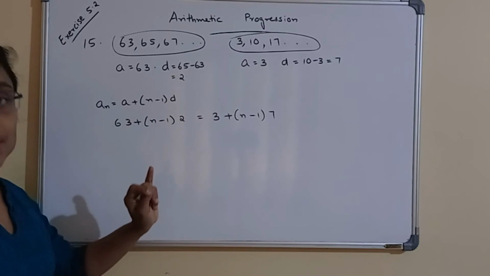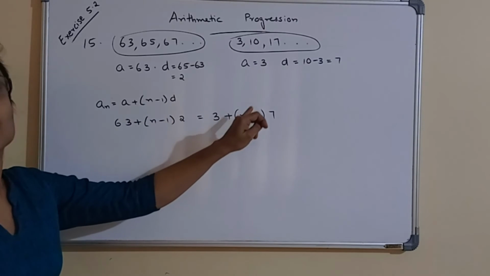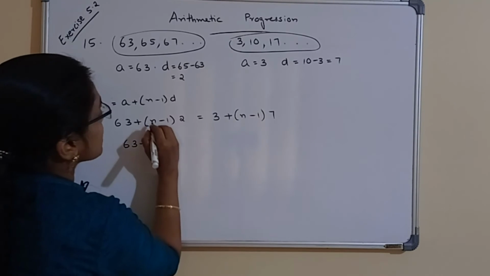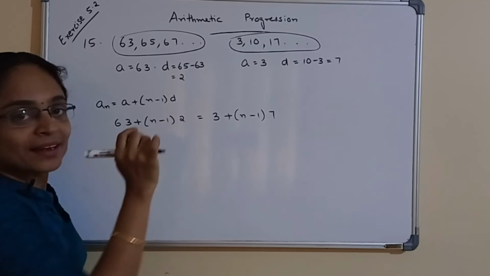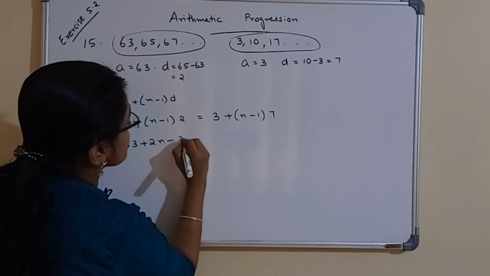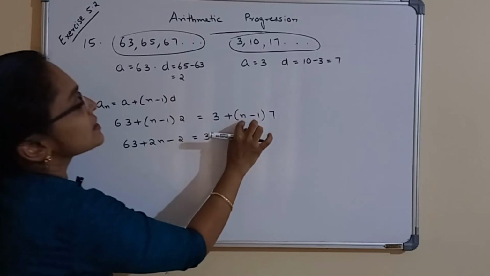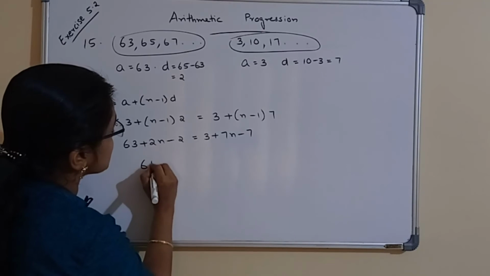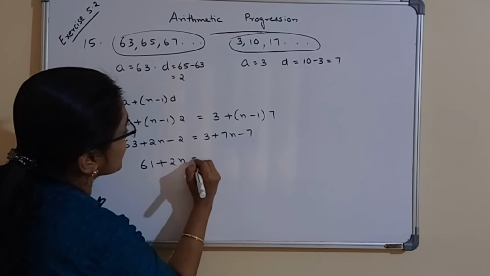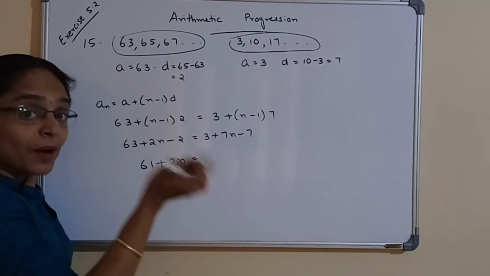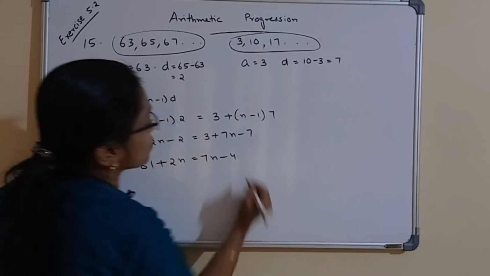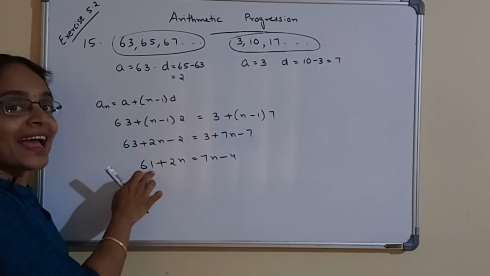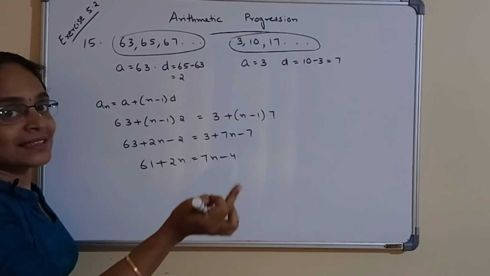63 plus (n minus 1) into 2 is equal to 3 plus (n minus 1) into 7. So we can multiply this (n minus 1) and 2. We will get 63 plus 2n minus 2 is equal to 3 plus 7n minus 7. Now 63 minus 2 is 61. 61 plus 2n equal to 3 minus 7, which is minus 4, plus 7n. Now we can take the n term to the left hand side and the constant to the right hand side.